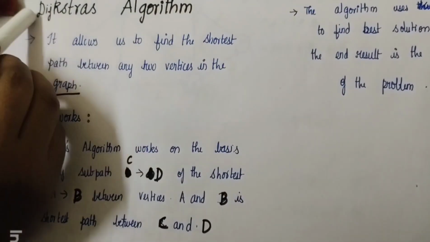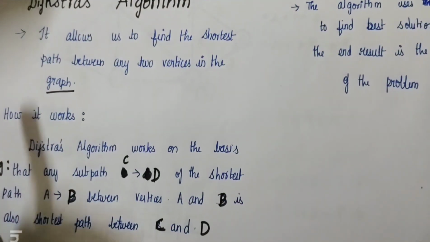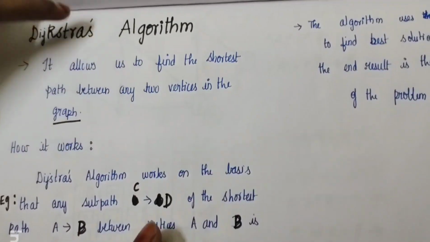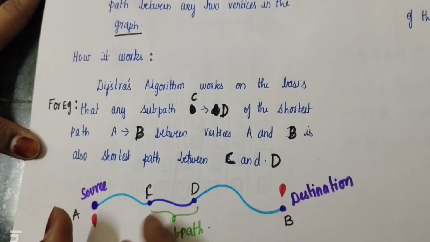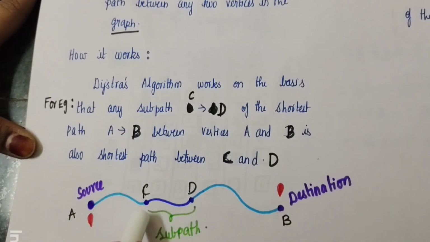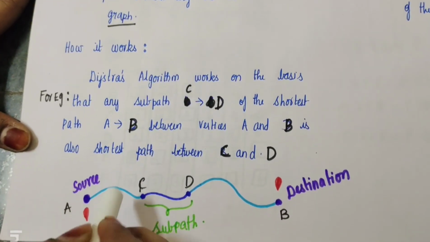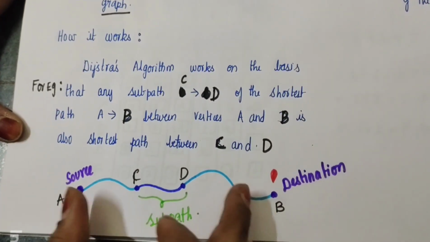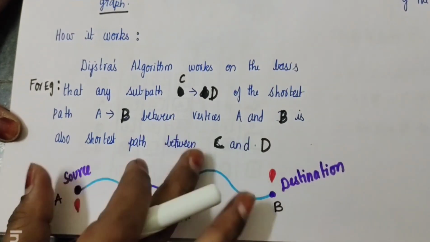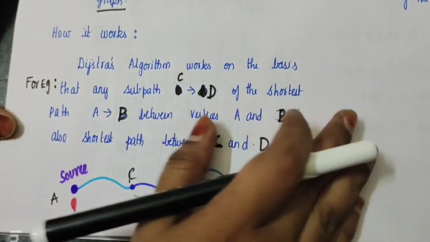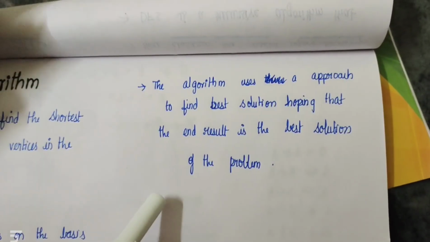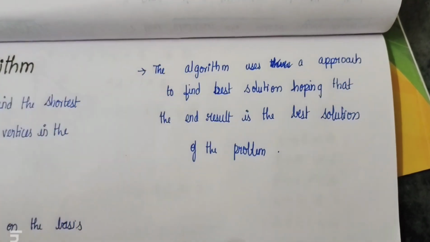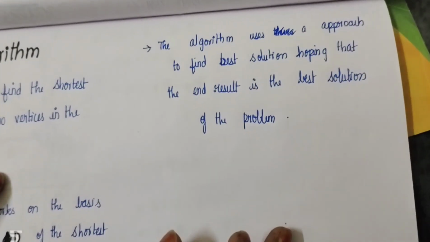So the next topic we are going to see is Dijkstra's algorithm. It allows us to find the shortest path between any two vertices in the graph. So how it works is, consider this graph with source and destination A and B, and C and D is a subpath, and it is also a shortest path between A and B. That is what Dijkstra's algorithm says, and it uses the approach of finding the best solution so that the end result will also be the best solution of the problem.